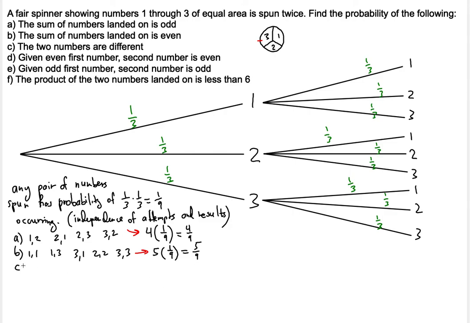Now part C says the two numbers are different. So how is that possible? 1 and 2, for example, these are different numbers. 2 and 1.